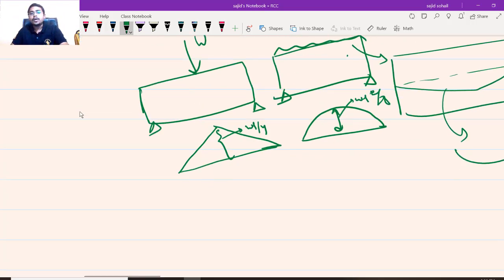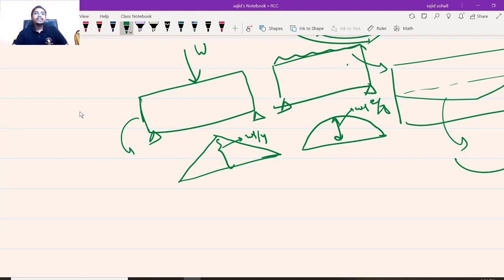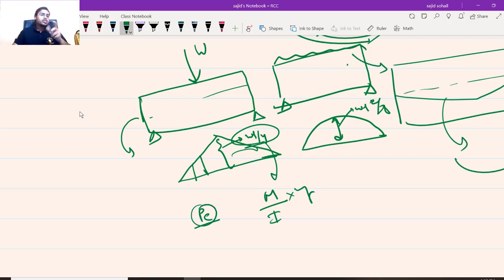And what is the purpose of this eccentricity that we are providing? First of all, the purpose of this eccentricity is to nullify the stress generated because of these moments. At whatever section, if the moment is M, the stress generated because of this moment is M by I into y. My main purpose of the stress generated because of this eccentricity is to nullify this effect.